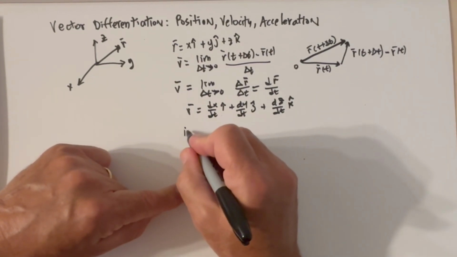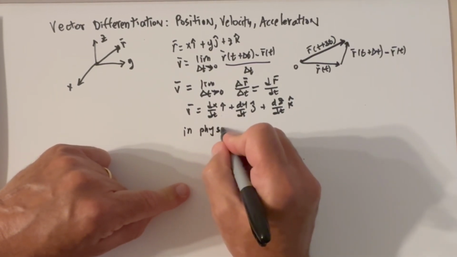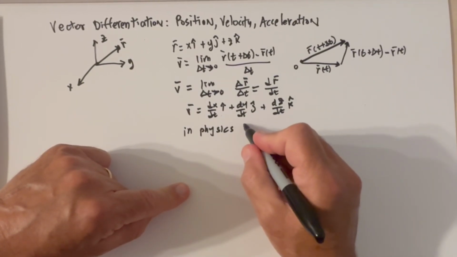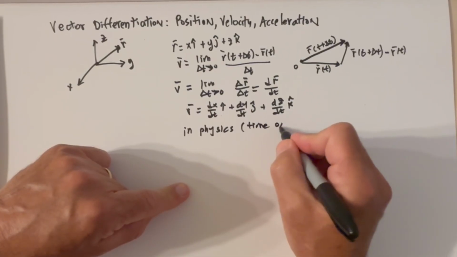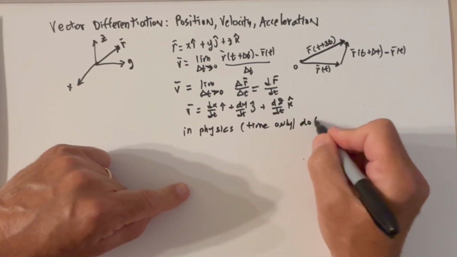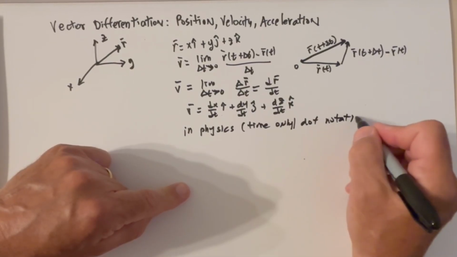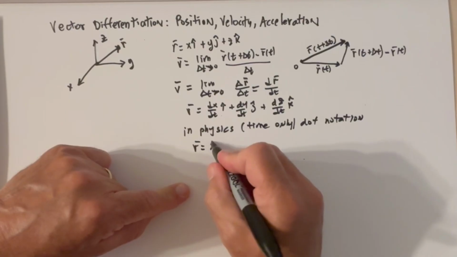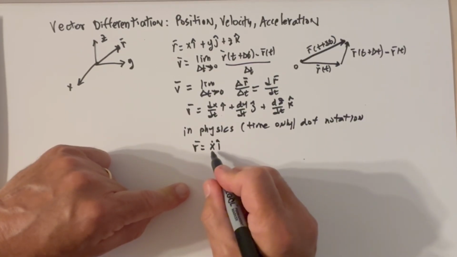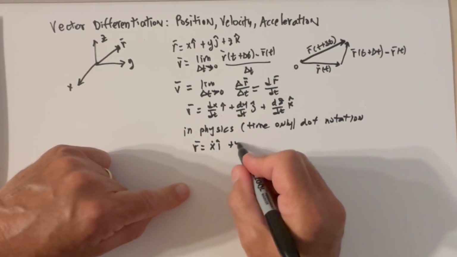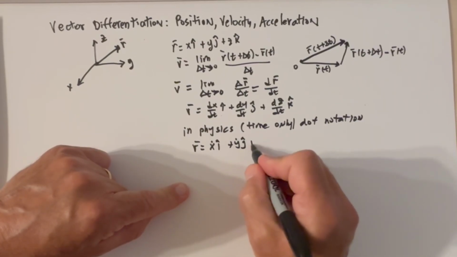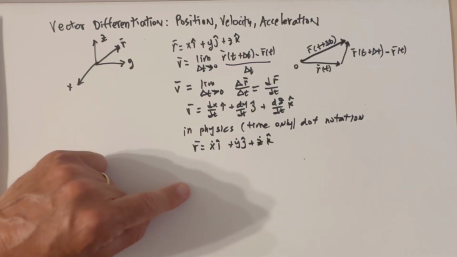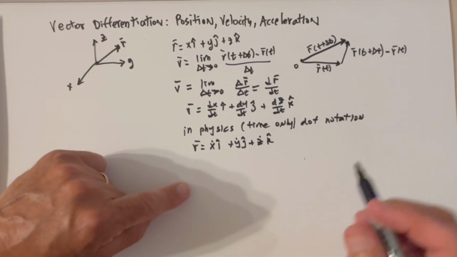Now in physics, they use a slightly different notation a lot of times for the time derivative. This is time only, and it's the dot notation. So the velocity now is going to be x dot, that signifies the derivative with respect to time, plus y dot j, plus z dot k. So that was how you would write that in terms of the dot notation.